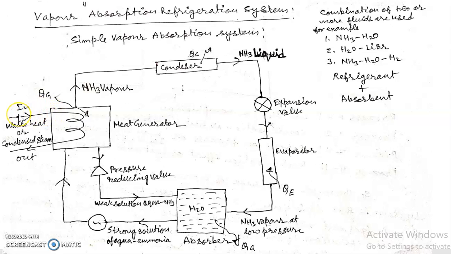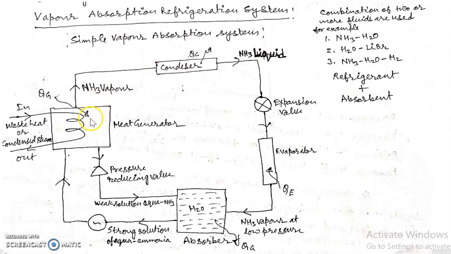So the role of this low grade energy is just to separate out ammonia from a rich mixture of aqua ammonia. When this heat is supplied, that is QG, ammonia vapor which was earlier dissolved in the water becomes separated from the aqua ammonia solution. In this way ammonia vapors are separated out, and these ammonia vapors are sent to the condenser, and again this cycle continues. The condenser condenses the vapor refrigerant and converts it into liquid ammonia.